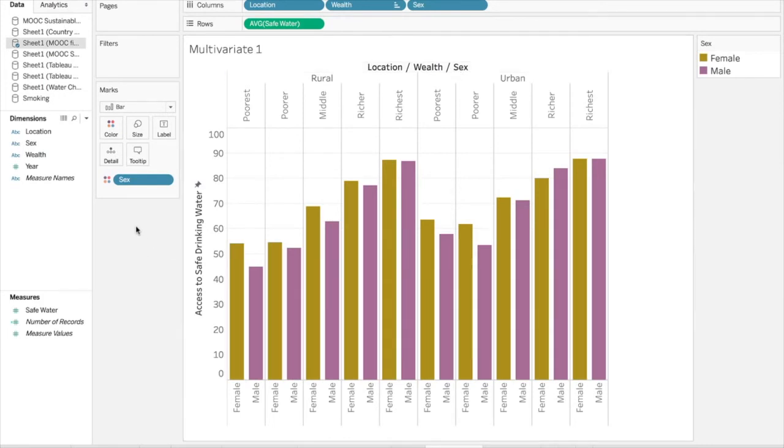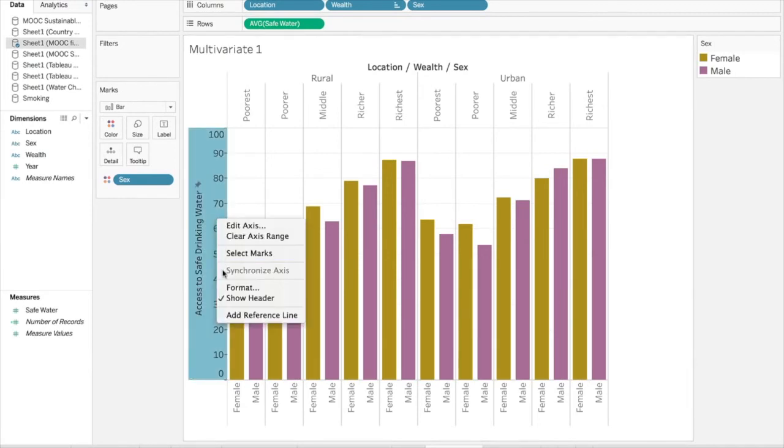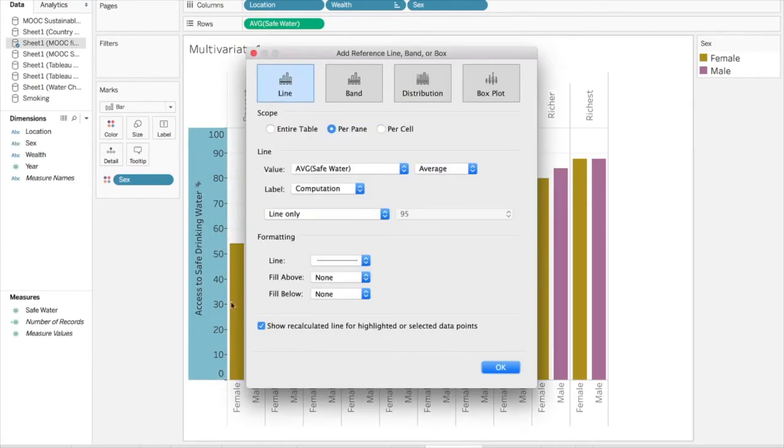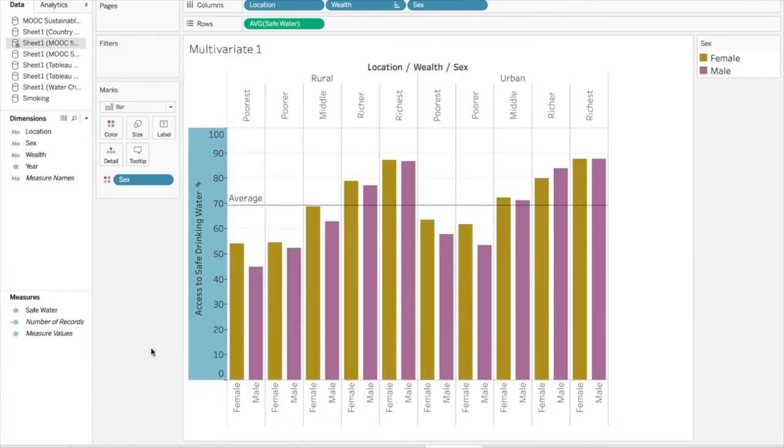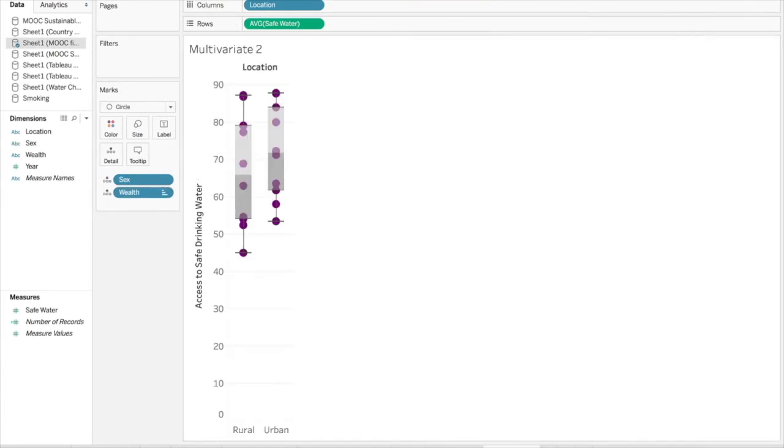And you do this simply by dragging each of the variables to the column shelf and then the dependent variable, or the water variable, to the rows. And you can look at it like a bar chart. You can add reference lines if you want to see, say, how each little subpopulation relates to the average. You can also use the different types of visuals.